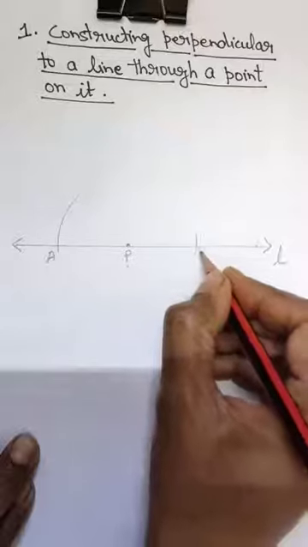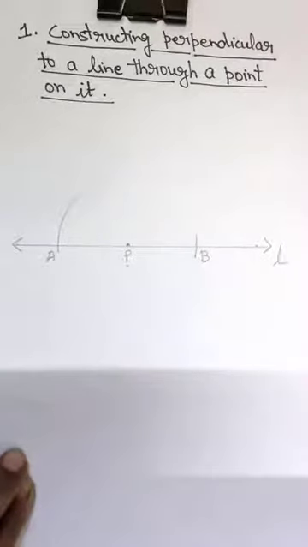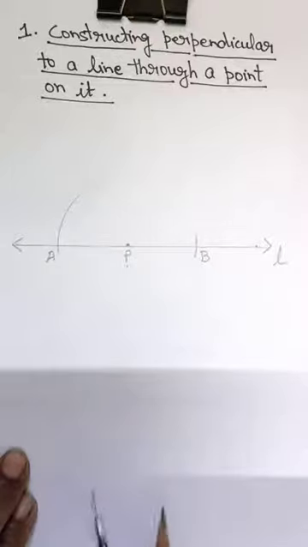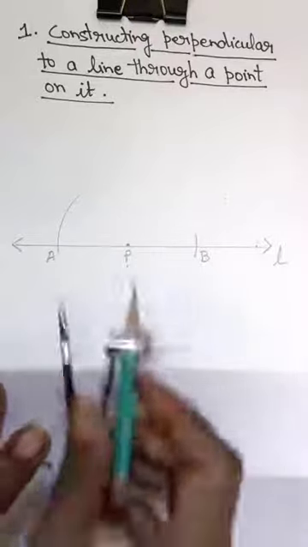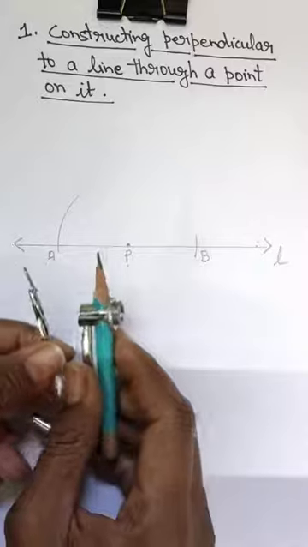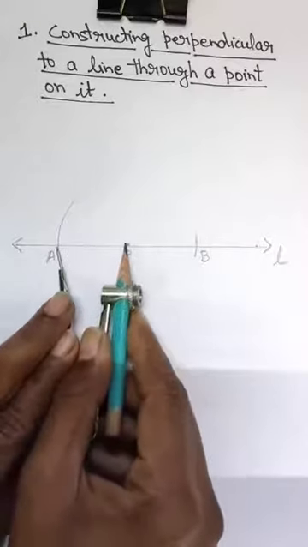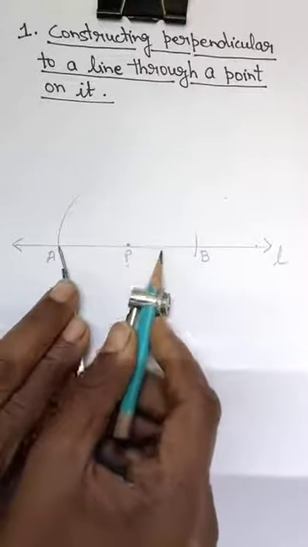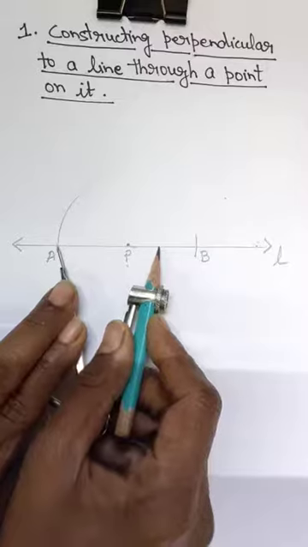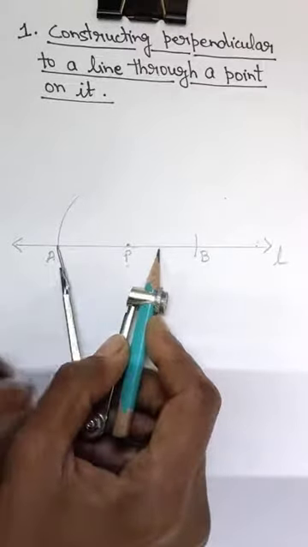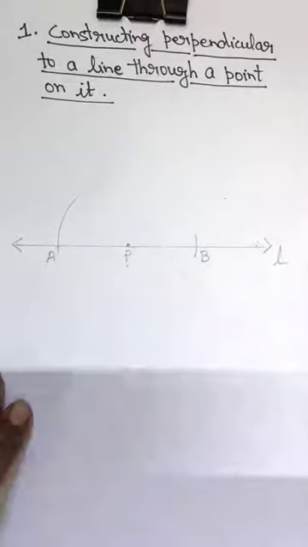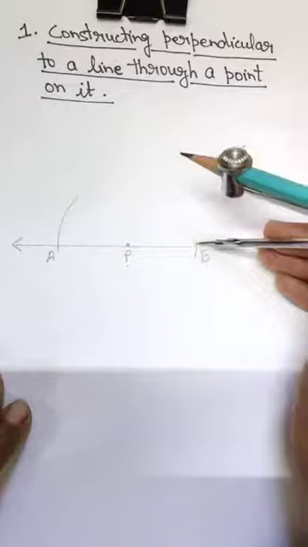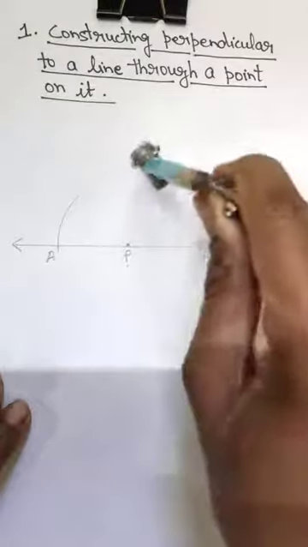Give them the names A and B. Okay. Now with A and B as centers and taking the same radius, or you can take more than half of it, like this, draw two arcs which cut each other at Q.